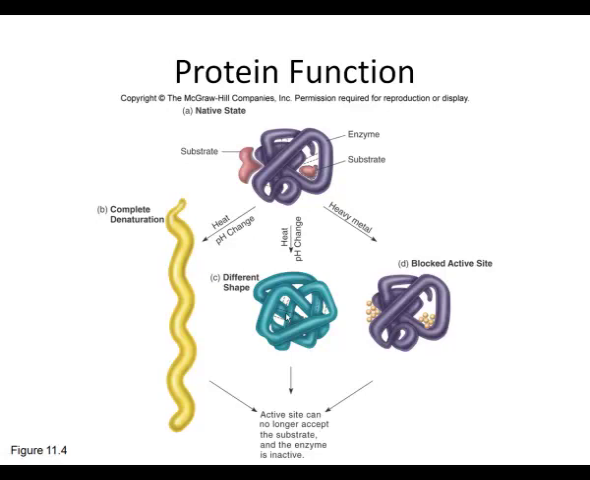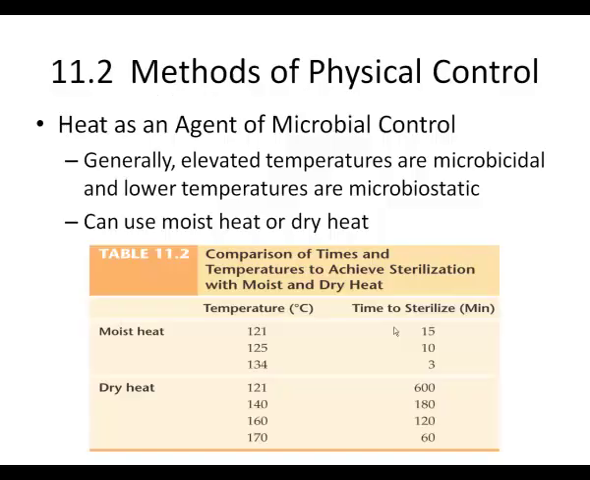enzyme to function. If we come over here and we add something like a heavy metal, we can block the active site. So we can have enzyme repression or competitive inhibition of this particular protein. So these physical controls then can stop the process of protein function.